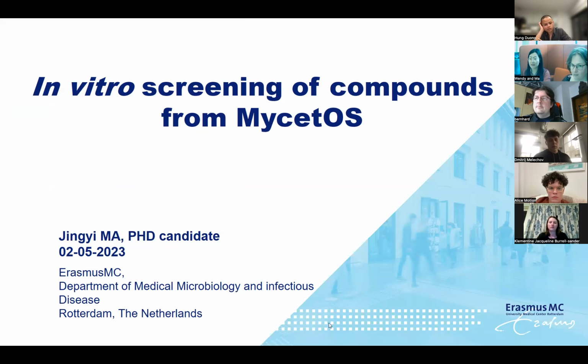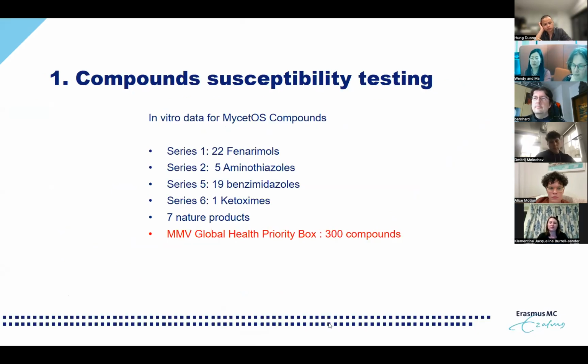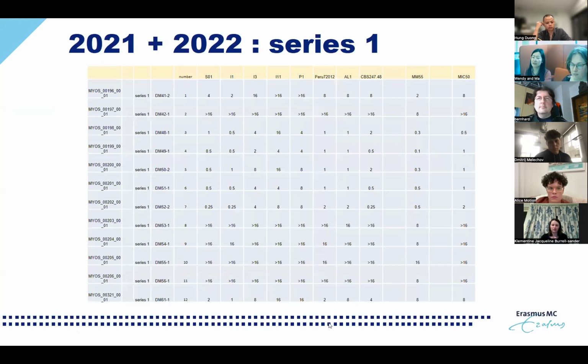from MycetOS Open Source compounds. Firstly, a small review, a small summary. Our compounds include series 1, series 2, series 5, and series 6. This one just came from last summer. And 7 natural products, and the MMV Global Health Priority Box. It includes 300 compounds. At first, those compounds from series 1 are from the last 2 years. Then we updated the MIC50 of those compounds. All data were updated in the spreadsheet.